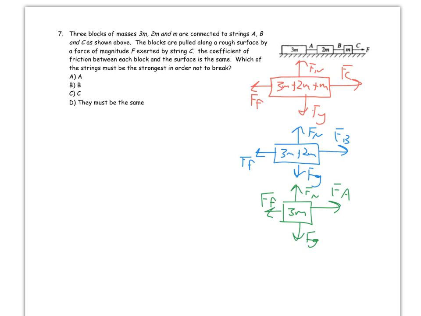All right, you might be tempted to say string A because it's connected to the 3m block. However, keep in mind that string C accelerates the 3m, the 2m, and the m. When we think about them as a system, okay, we can see that string C actually accelerates the greatest amount of mass, or pulls on the greatest amount of mass. B pulls on just the 3m and the 2m, and A, even though it's pulling directly on the largest block, is really only pulling on a total mass of 3m. So the answer here is going to be C.